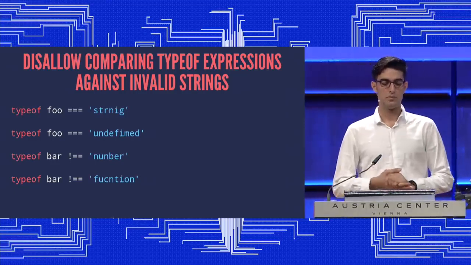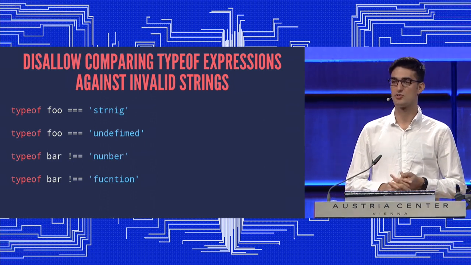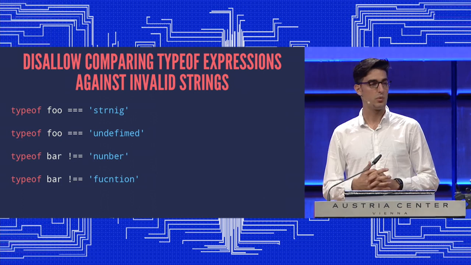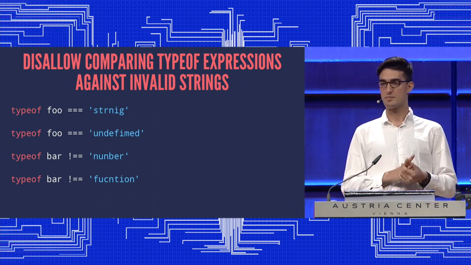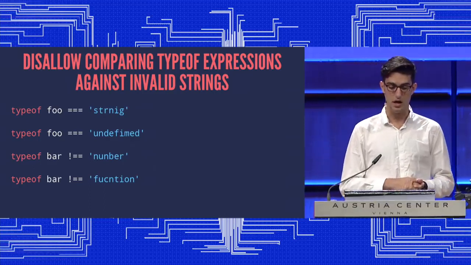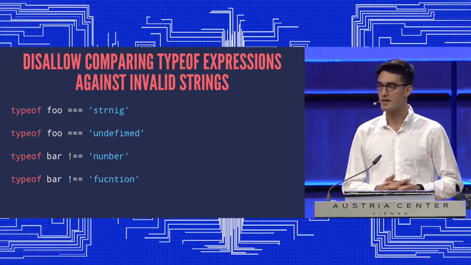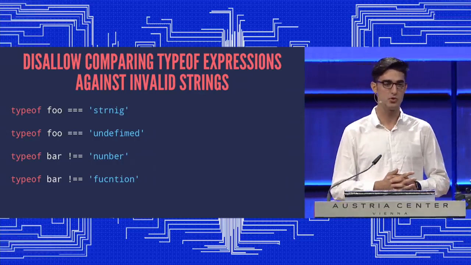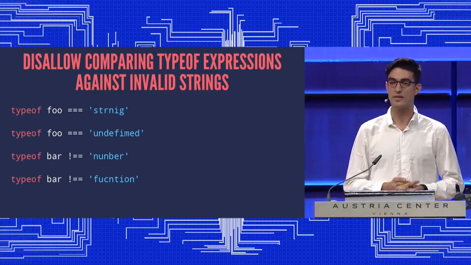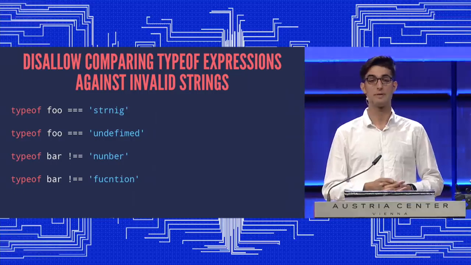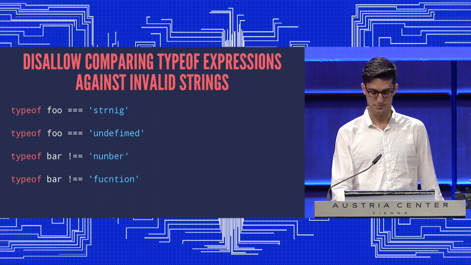So this rule enforces comparing typeof expressions to valid string literals. So what this means is that typeof, basically, it can only return one of 5 or 6 possible strings that tell you the type of the variable. And so let's just make sure anytime typeof appears in our code base that we're comparing the result to one of those strings that we know it must be. If we compare it to anything else, then that expression will always be false. So this is almost certainly an error.